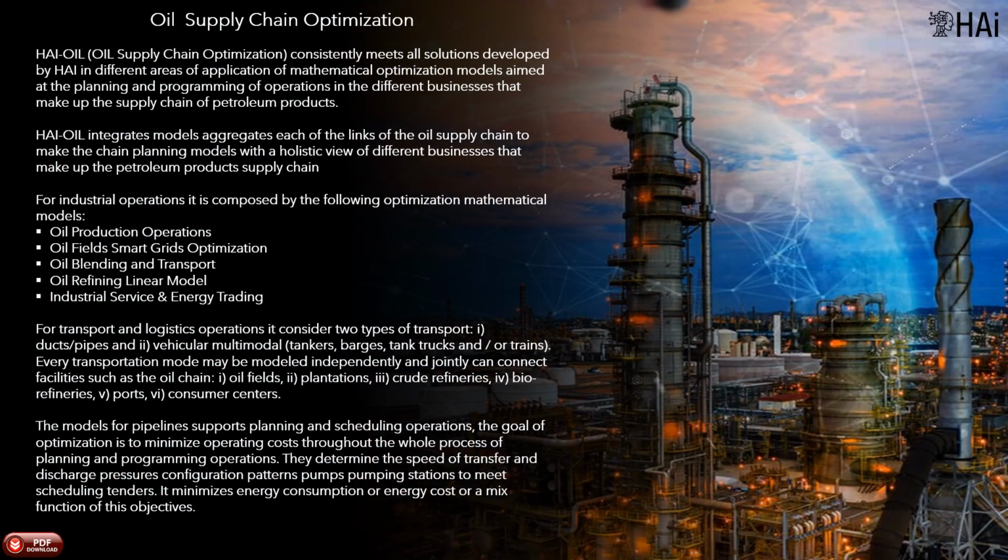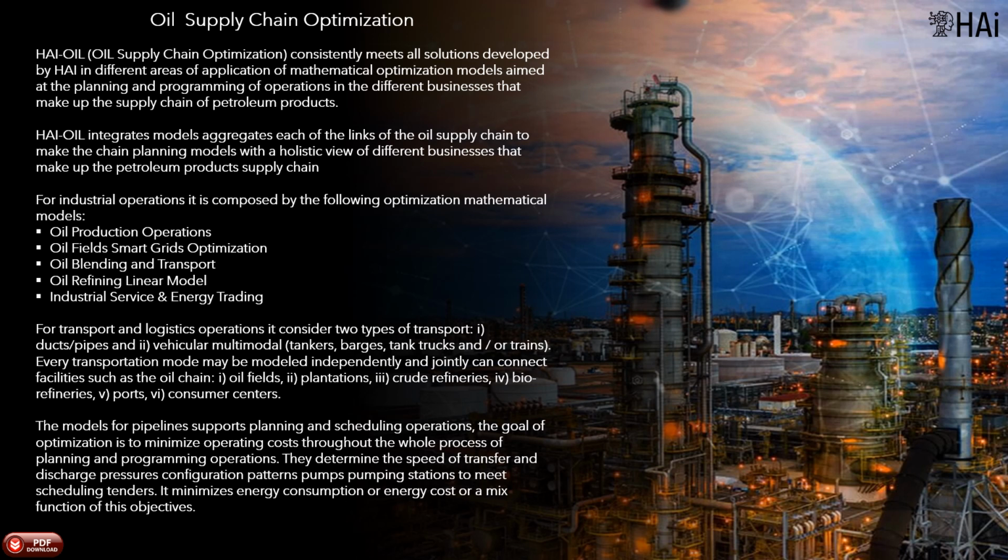For industrial operations, it is composed of the following optimization mathematical models: oil production operations, oil field smart grids optimization, oil blending and transport, oil refining linear model, and industrial service and energy trading. For transport and logistics operations, it considers two types: one, ducts/pipes, and two, vehicular multimodal: tankers, barges, tank trucks or trains. Every transportation mode may be modeled independently and jointly can connect facilities such as oil fields, plantations, crude refineries, biorefineries, ports, and consumer centers.